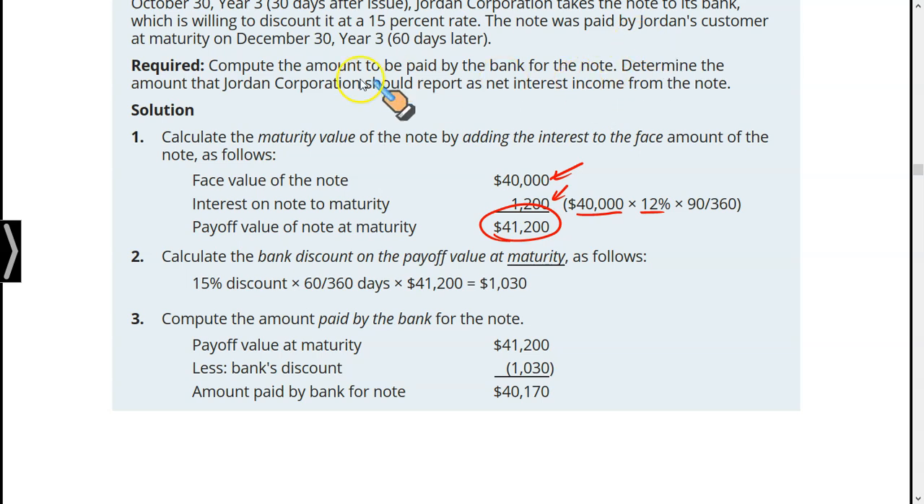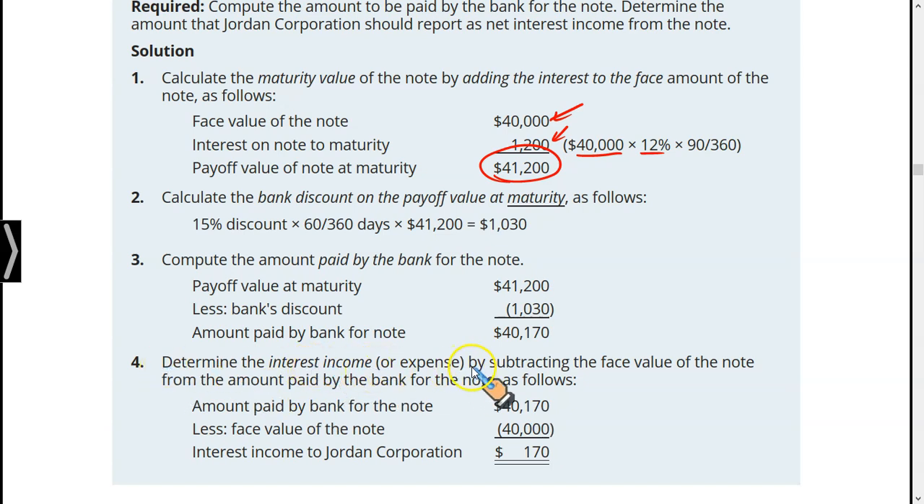So we have done the first part, computing the amount to be paid by the bank for the note. Second part, determine the amount that Jordan Corporation should report as net interest income from the note. This is very straightforward. The face value is 40,000. What you receive is 40,170. The difference between the face value and what you receive is the interest income. Income would be if the amount paid is more than the face value, and expense would be if the amount paid is less than the face value. So that's the difference. 40,170 is what you got, 40,000 was the face value, so this 170 is the interest income to Jordan Corporation.